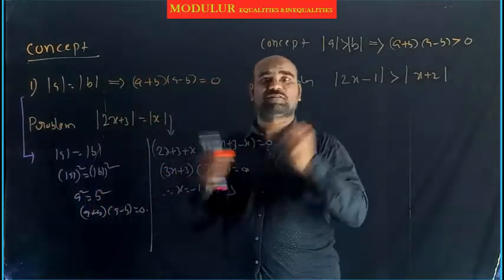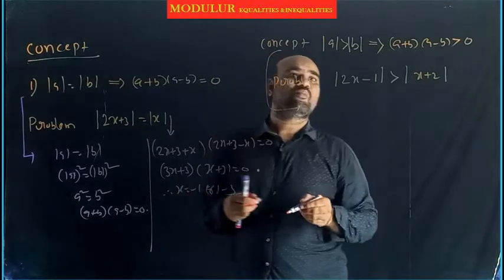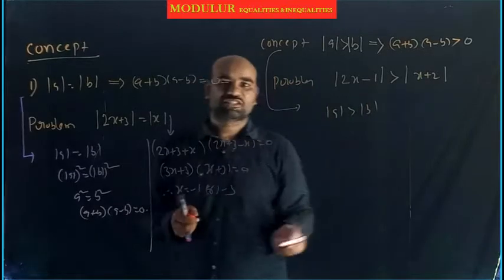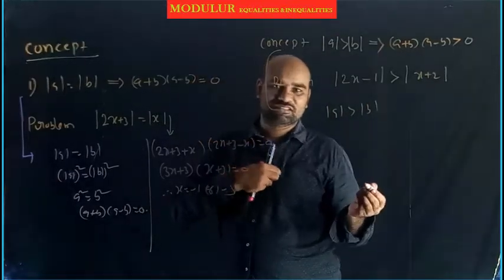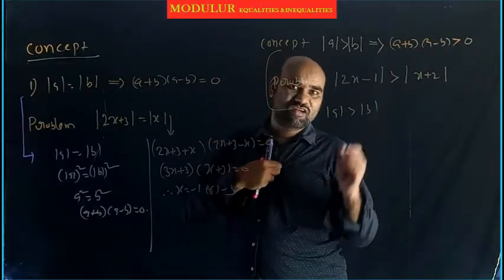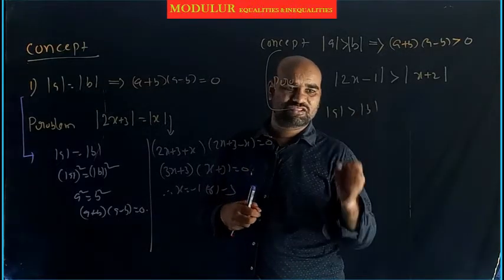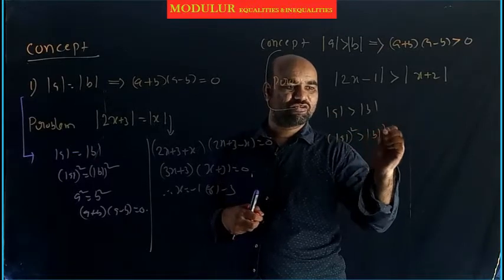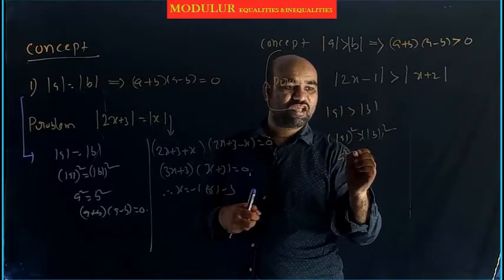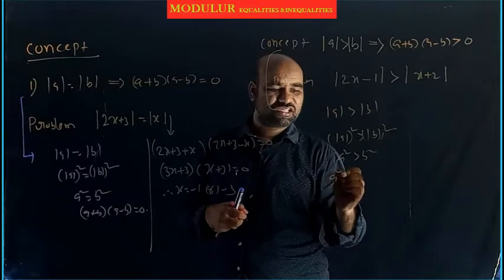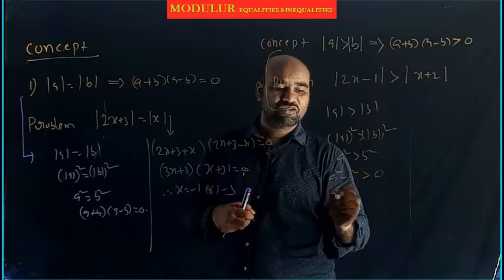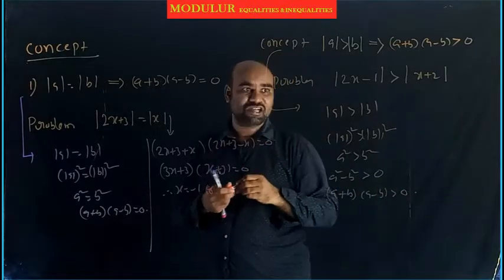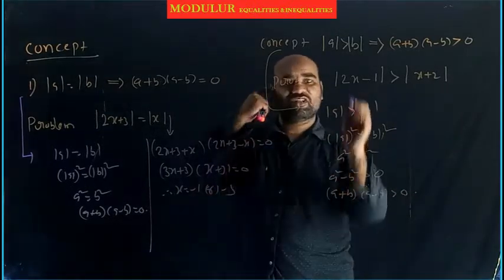So here also the concept. What is the concept? Mod a greater than mod b. Squaring on either side, nothing happens to the inequality, since both are non-negative numbers. Mod a whole square greater than mod b whole square. That is a square greater than b square, or a square minus b square greater than 0, or a plus b into a minus b greater than 0. So directly I can use this concept for the problem.